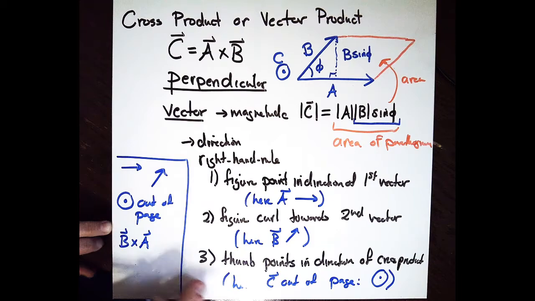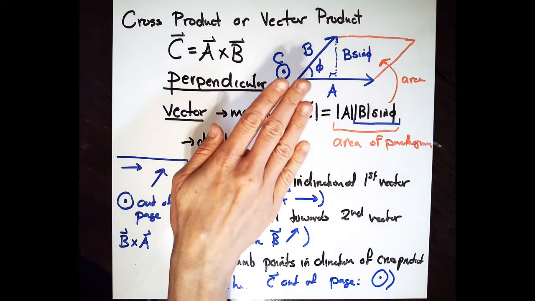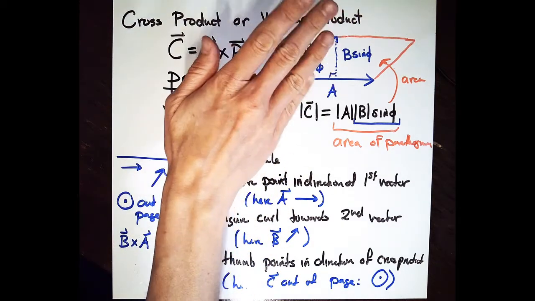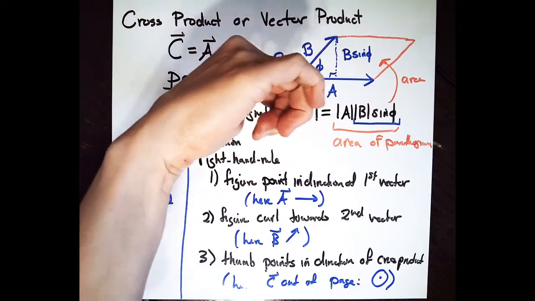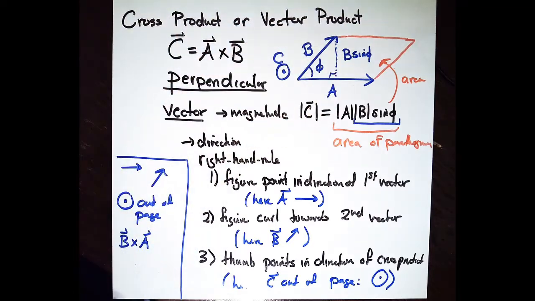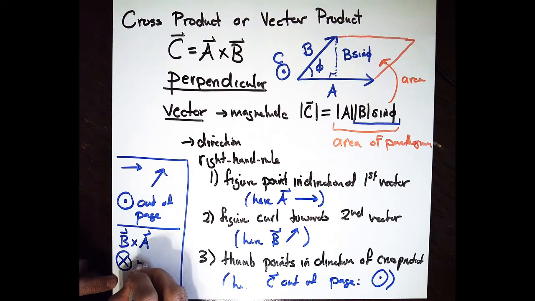But if we had done not A cross B, but instead B cross A, well, then let's go through our right-hand rules again. Point our fingers in the direction of B, and then rotate our hands so we can go from B and curl towards A. Our thumb would point down. So that would be into the page. We could write that like this, an X with a circle around it, that would be into the page.